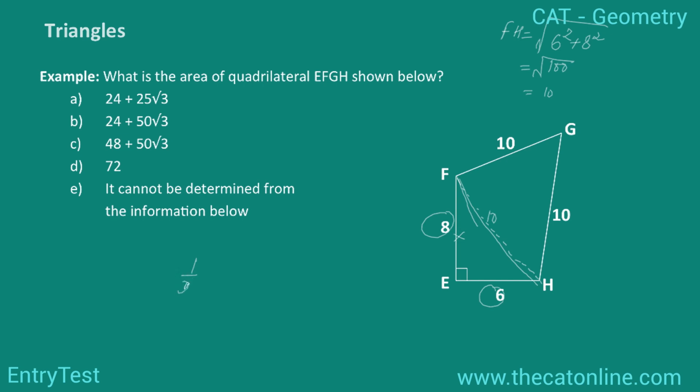I'll use the formula half base into height for the right angle triangle, plus root 3 by 4 into side square for the equilateral triangle, and I'll add it up. So this will be 24 plus 25 root 3, giving me option number 1 as my answer. So this is the correct answer that I have.